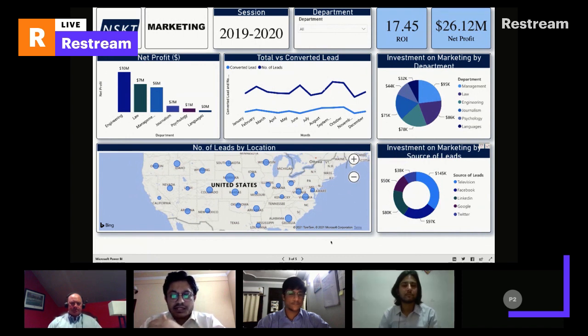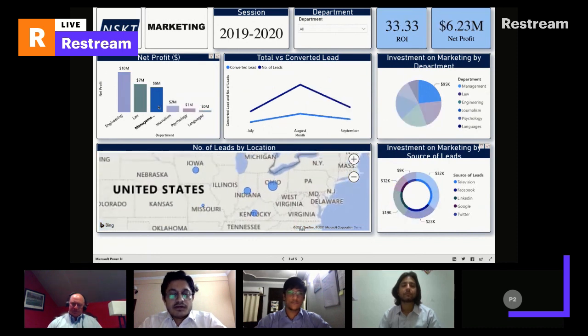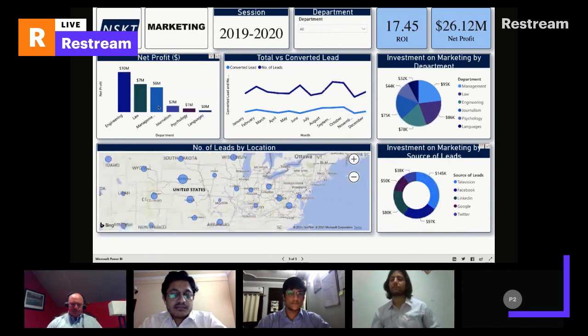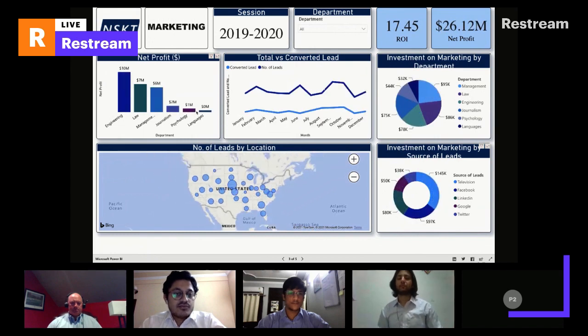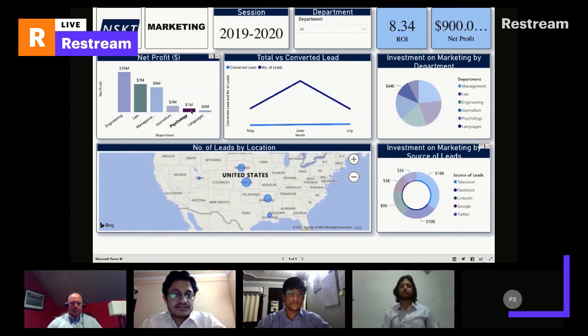There can be multiple sources like LinkedIn or Google or television ads or Twitter, and we can easily see how much marketing spend we have done as per the courses, as per the departments. So this dashboard will give a real time picture of the profitability of the source, and that can help in further decision making, on where any university has to make the investment to get more candidates.